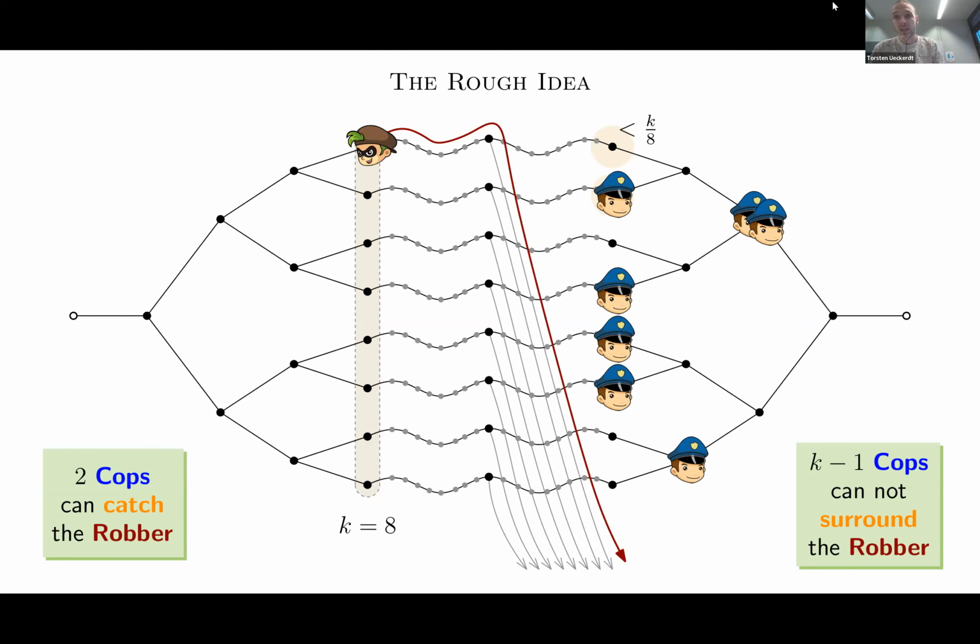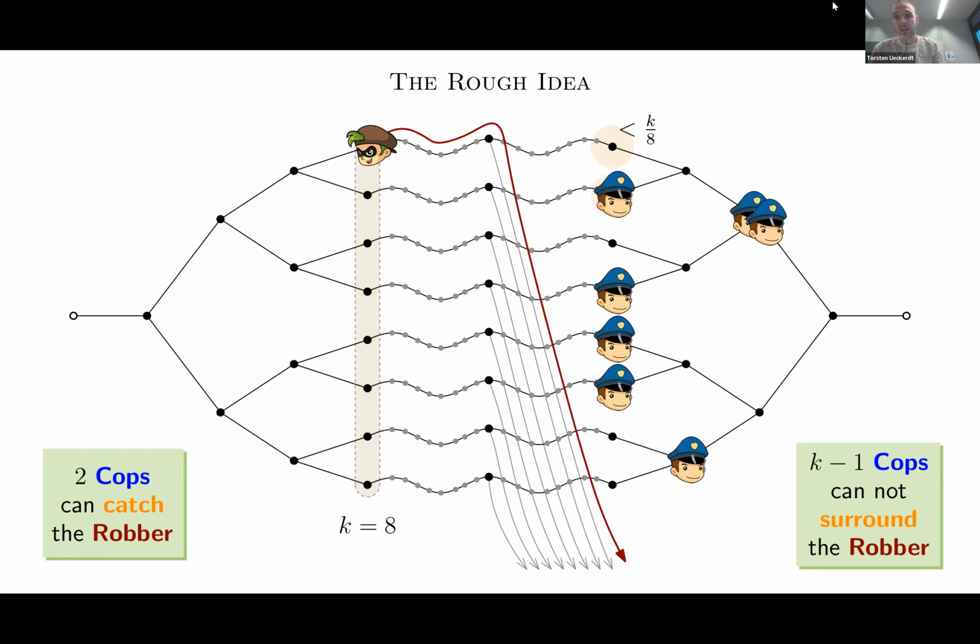You remember that on a cycle, 2 cops are enough to capture him. So they just perform the strategy on the cycle. Actually, 1 cop can just stay where he is, and the other cop just moves along the cycle towards the robber. So if the robber decides to stay on the cycle, he will be caught. So at some point, he must go down.